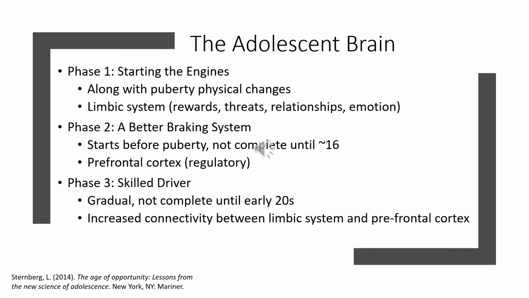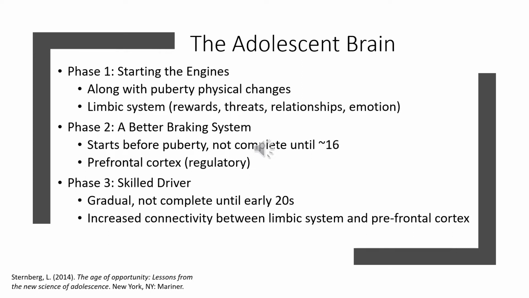Now we move on to phase 2, which he refers to as the better braking system. And so it starts before puberty, but it's not complete until about 16. And this is in your prefrontal cortex. This is kind of your regulatory system, your executive function, like we talked about. And so basically the limbic system comes online faster than the prefrontal cortex. And so you get better metaphorically at pushing on the gas before you get better at pushing on the brakes.